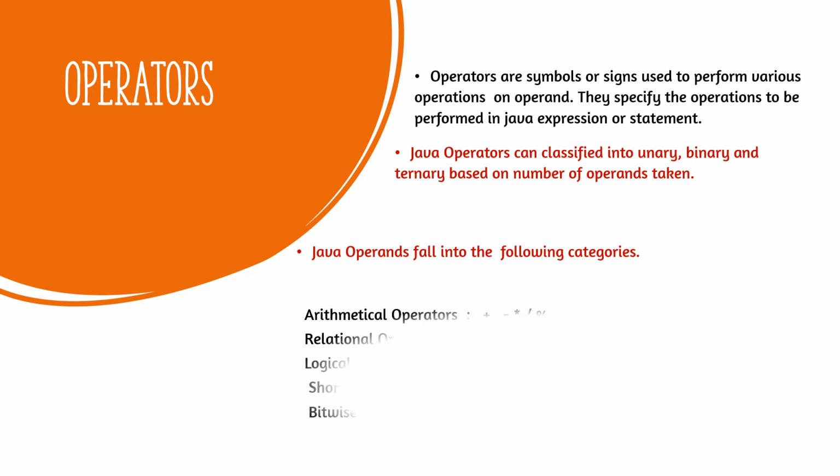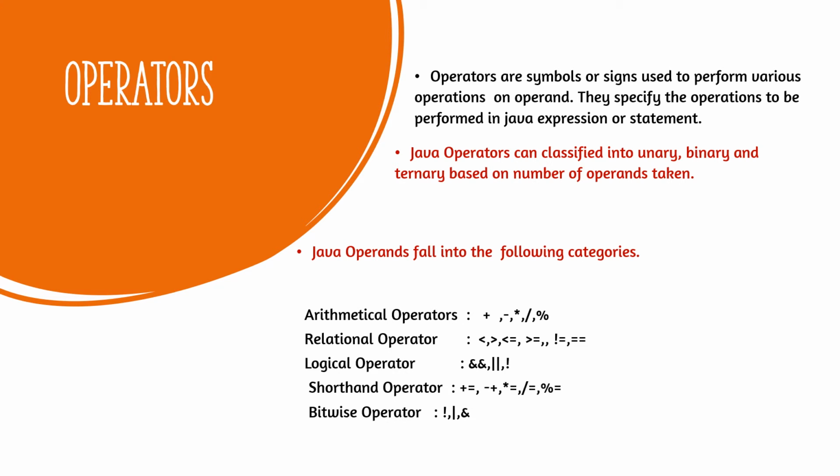And Java operators can be classified into the following categories: arithmetical operators, that means all the plus, minus, multiplication, modulus, and quotient signs will come here. Relational operators: greater than, less than, greater than or equal to, less than or equal to. And logical operators, three logical operators are there, shorthand operators and bitwise operators. So all these operators we will be discussing in detail in the next video.